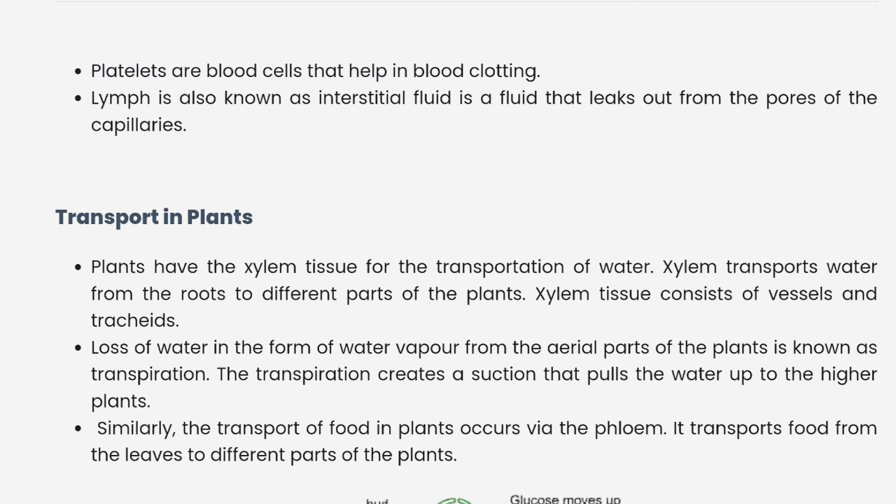Platelets are blood cells that help in blood clotting. Lymph is also known as interstitial fluid, a fluid that leaks out from the pores of the capillaries.